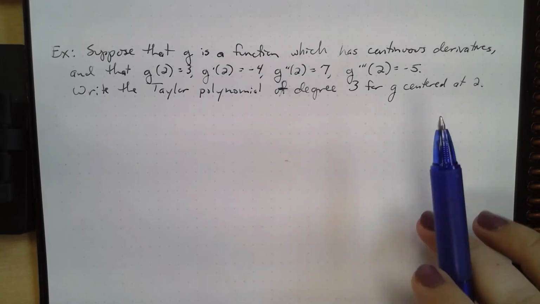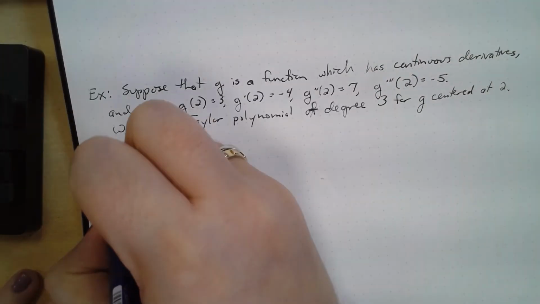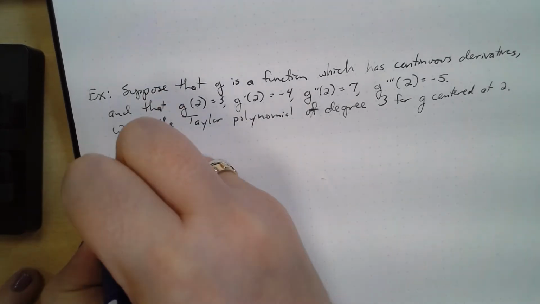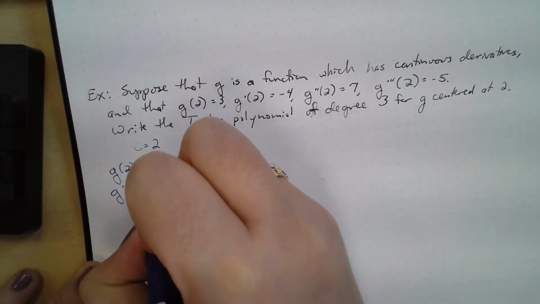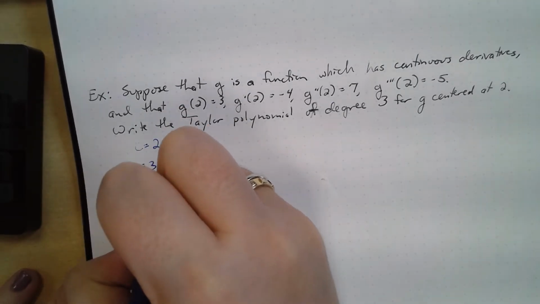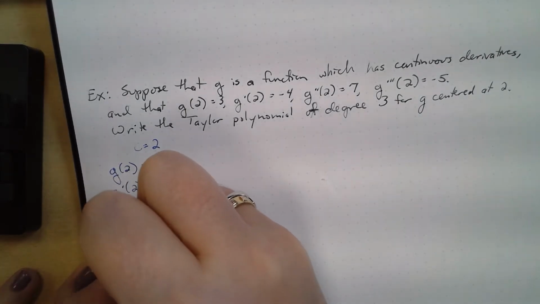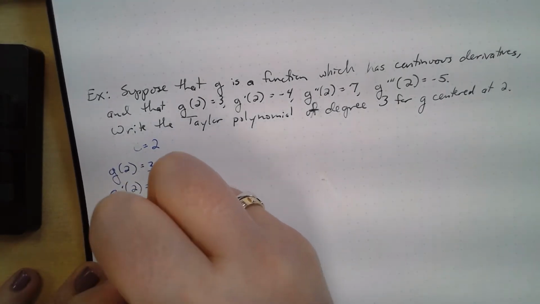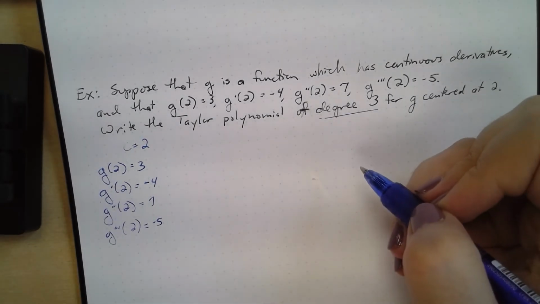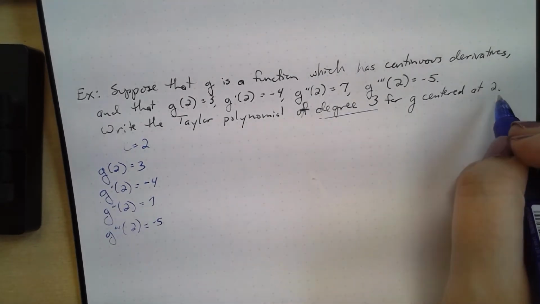Oh gosh, this is such a great problem because it really is kind of already laid out for us, right? So g of 2 is 3, g prime of 2 is -4, g double prime of 2 is 7, g triple prime of 2 is -5, okay? And we want to write a degree 3 polynomial for g centered at 2.